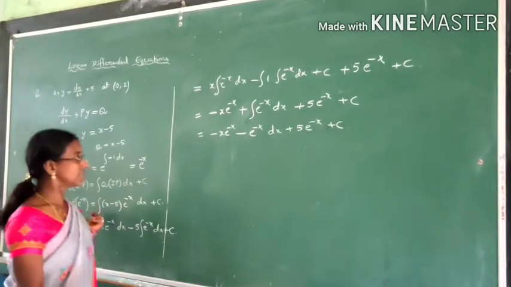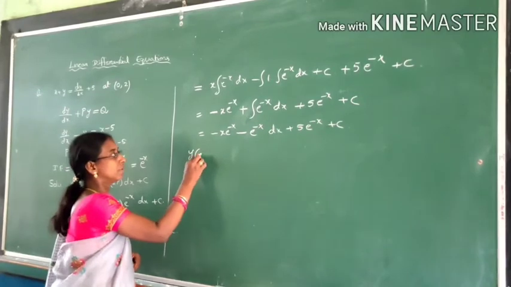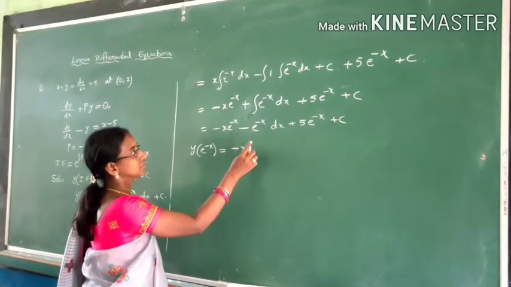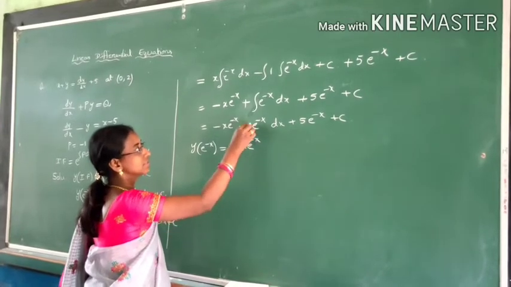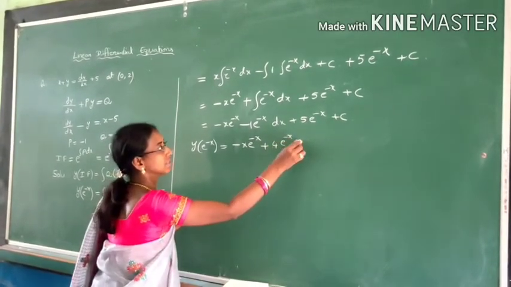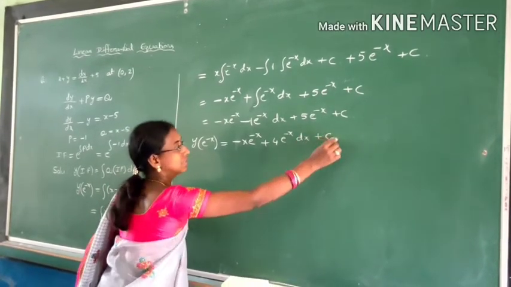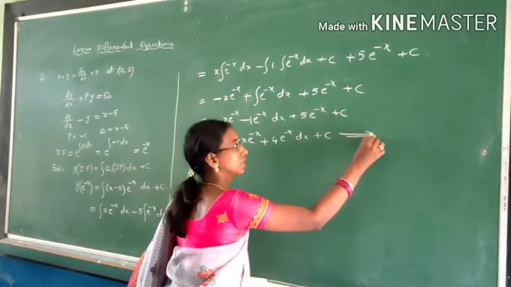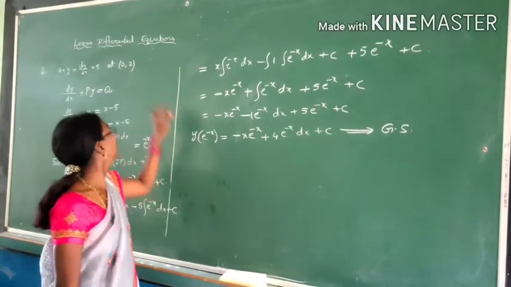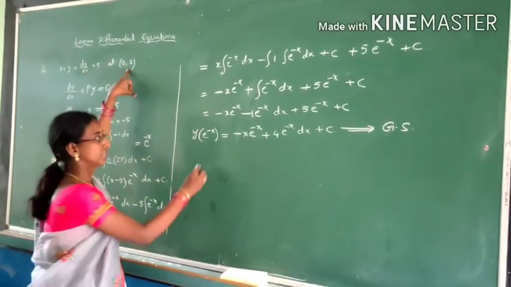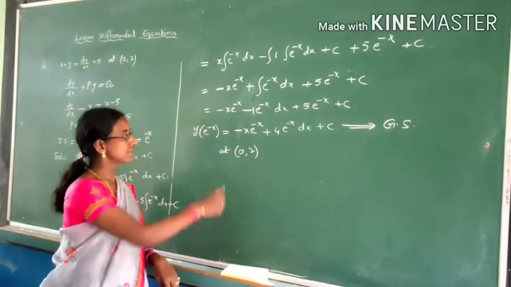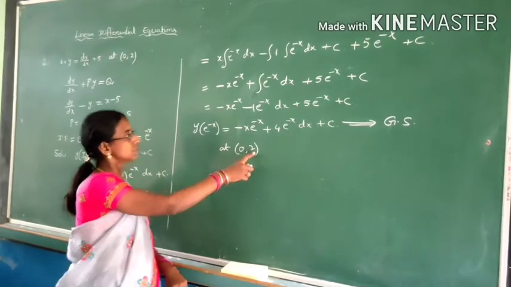Now our left hand side, y into e power minus x, is equal to minus x e power minus x, and this is minus 1 and plus 5, which will give you 4 e power minus x, plus c. This is the general solution of the given differential equation. But we want to find the particular solution at (0, 2). So substitute x value as 0 and y value as 2.